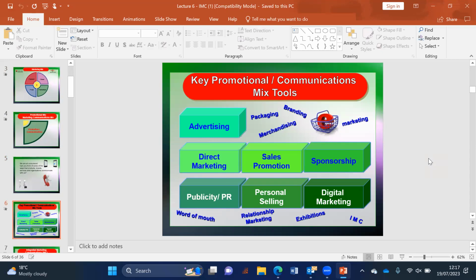Advertising is when we pay to advertise our product somewhere. It could be billboards, it could be on social media, it could be on newspapers. Then there's direct marketing. That means it's very targeted. It could be through emails, through SMS. So you're directly sending your marketing message to the customer.